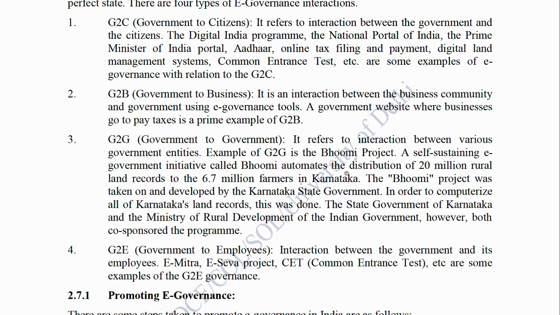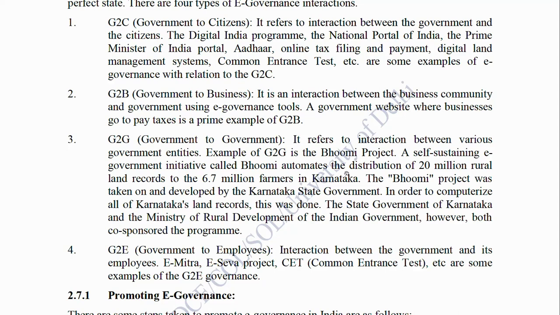The Digital India Program, the National Portal of India, the Prime Minister of India Portal, Aadhaar, Online Tax Filing and Payment, Digital Land Management System, Common Entrance Test, etc. Some examples of e-governance with relation to the G2C. Number 2, G2B, Government to Business. It is an interaction between the business community and government using e-governance tools. A government website where businesses go to pay taxes is a prime example of G2B.